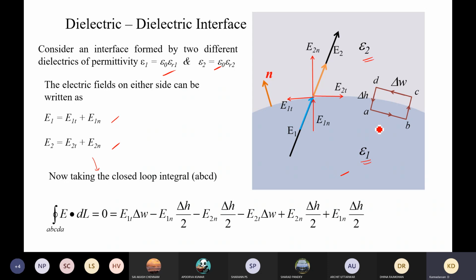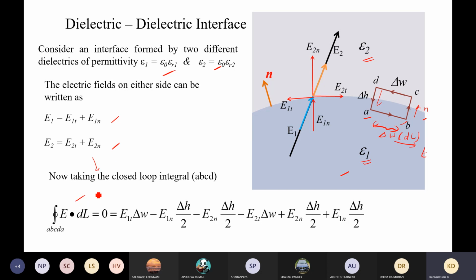To start with medium 1, it starts with A, B, C, D like that. Now this is a small del W, which we can call dL. This dL has its own vector. This is going to be along the tangential component, and this is going to be the normal component. So we can easily say that for A to B, we get only the tangential component. The corresponding multiplication with the normal component is obviously going to be 0. In this way you can split the two components. And what about the normal component? It will be available only for the BC and DA lines.